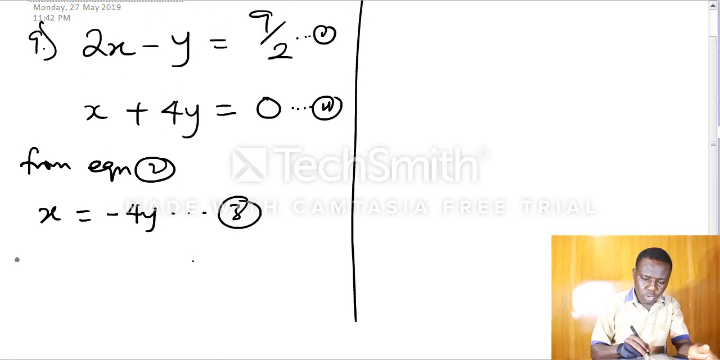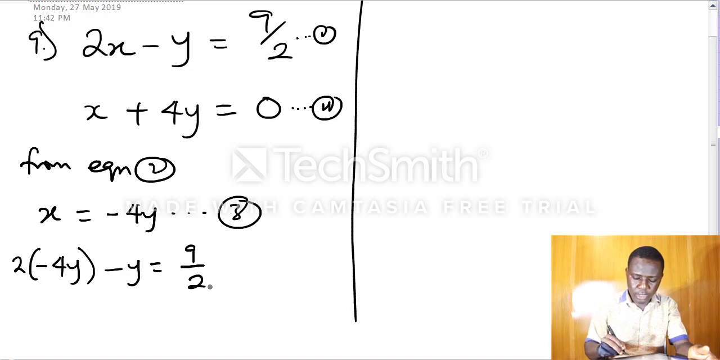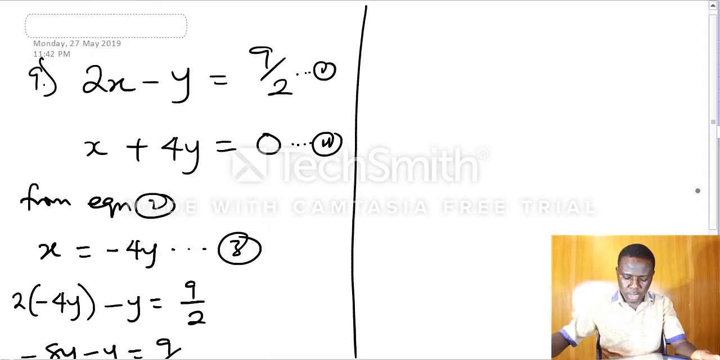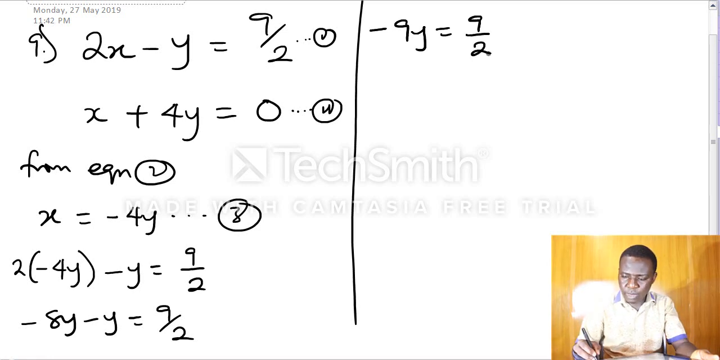This becomes 2 into bracket minus 4y, minus y is equal to 9 over 2, and when you simplify that, this becomes minus 8y minus y is equal to 9 over 2, and this becomes minus 9y is equal to 9 over 2.